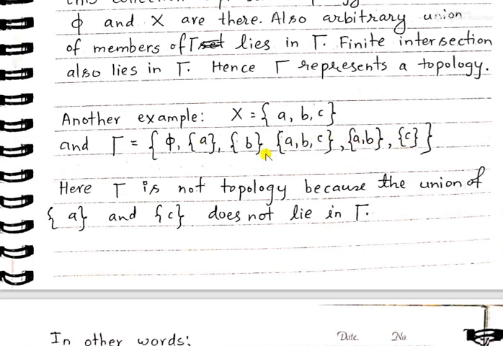If we take the union of A and C, we get AC, but AC is not there in this collection. So if the criterion is not fulfilled for any one case, we should not call that sub-collection a topology. I hope you understood that. And now we do not need to check whether finite intersections lie in tau, because the condition does not hold for the union, so it implies this cannot be a topology. Okay, let us go ahead.